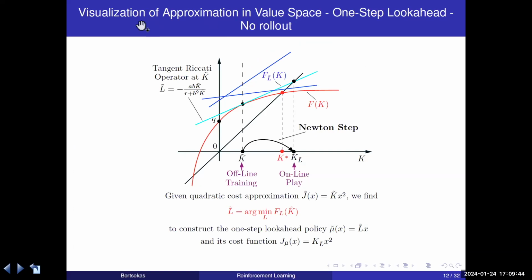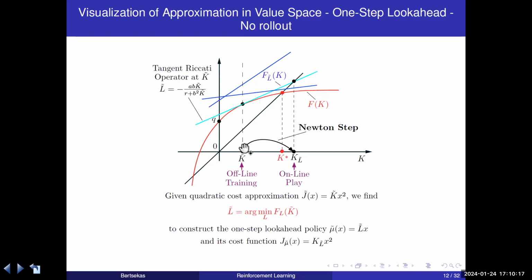Okay, so that's what we want to do. We want to visualize approximation in value space with one-step look-ahead and no rollout. We're not going to use any rollout. Here's the Min-Bellman operator. And suppose that we approximate the cost-to-go with K tilde, X star. We got this somehow from offline training or whatever other method. And what we want to do is approximation in value space.